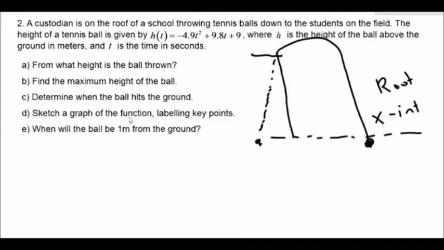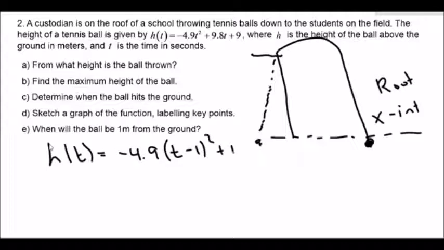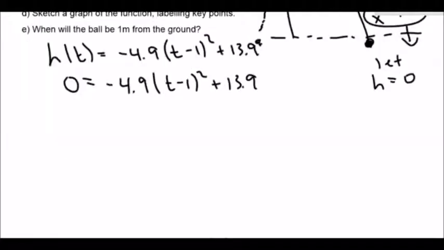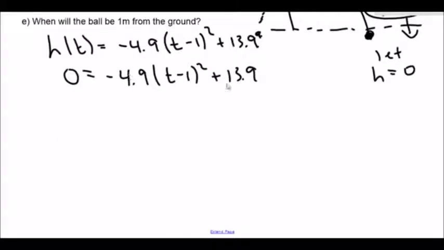So let's rewrite the equation. The height was negative 4.9 bracket t minus 1 squared plus 13.9. That's the equation we developed by completing the square. And I want to find the roots, which means the x-intercepts, which means I need to let the height equal 0 and then solve for t. So now, at this point, it's just equation solving. So here's t. The first thing I can get rid of is the positive 13.9, so I'm going to subtract 13.9 from both sides and get this expression.